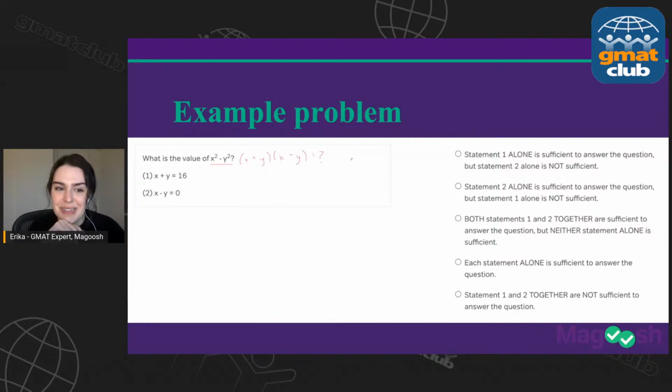Now, what if we didn't do that? What if we didn't take our time to process each statement individually? We might go, oh, I'm so clever. I factored this out. Difference of squares. I've got an x plus y. I got an x minus y. Statement 1 gives me an x plus y. Statement 2 gives me an x minus y. If I put them together, I've got both pieces and I can solve. The answer is C.